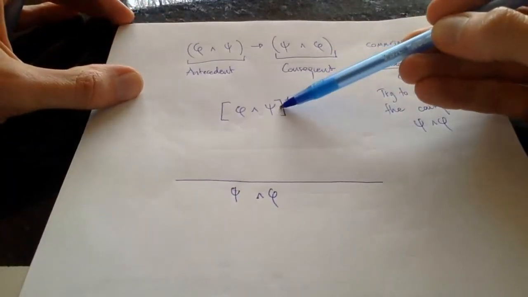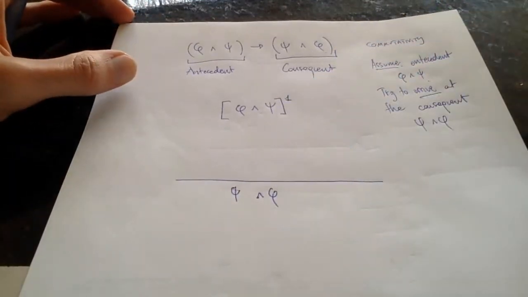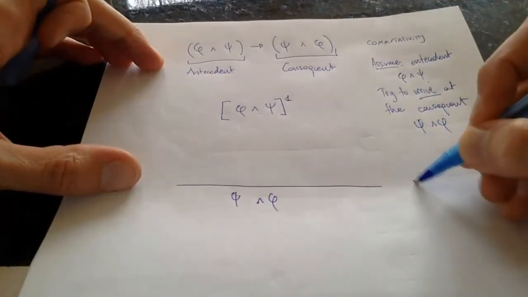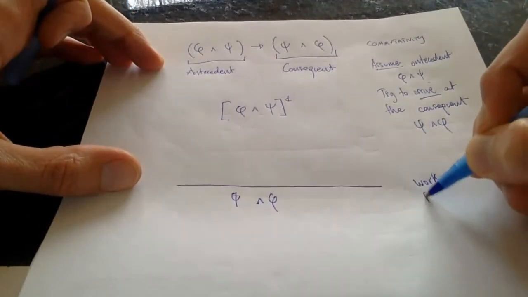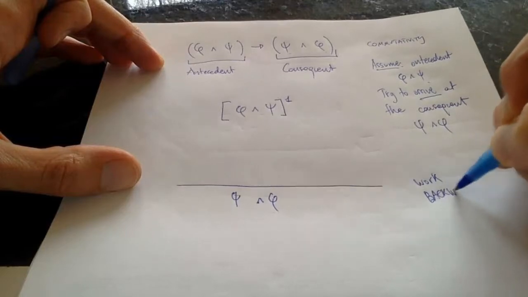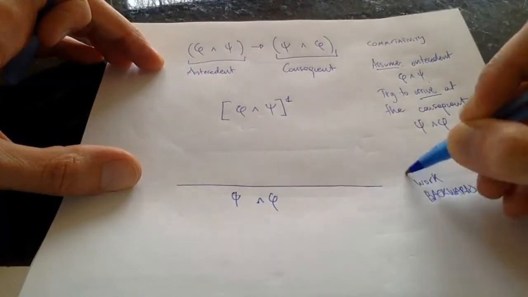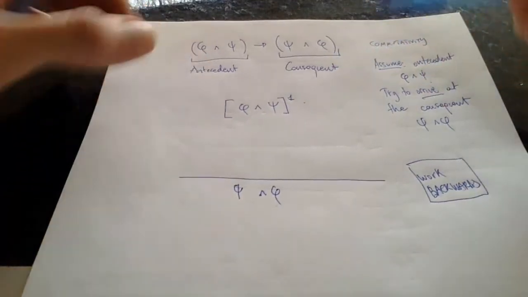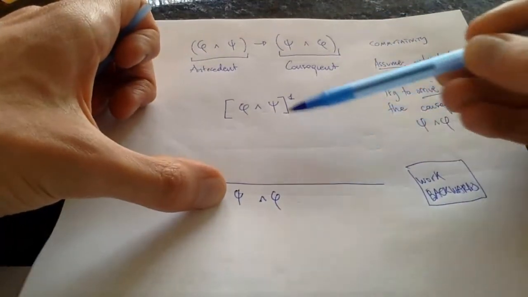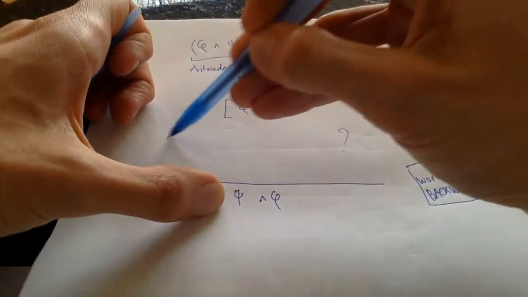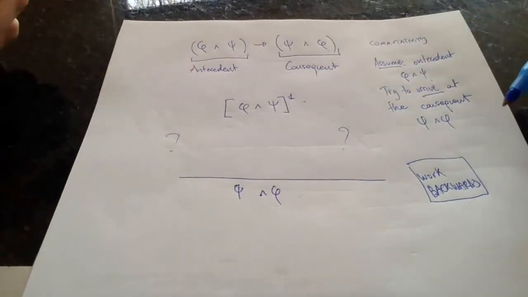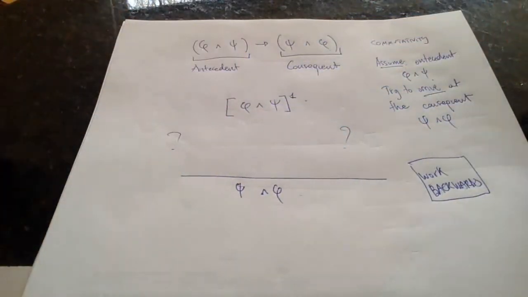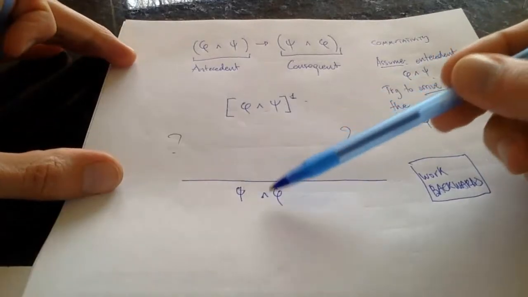How can we get from this assumption here to the consequent here? One technique that we might have is to work backwards. We know what our starting point is. We know what our goal is, but what's happening in between? We need to fill the gaps. So if we work backwards, we can maybe try to get back here. So how can we get to psi and phi?